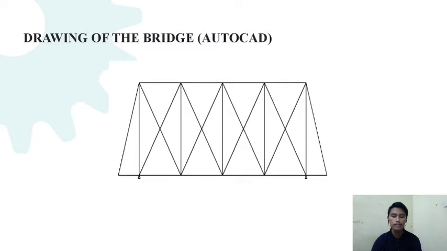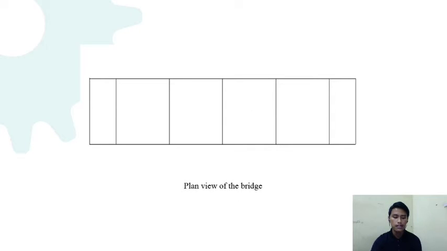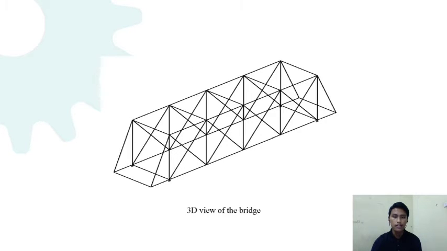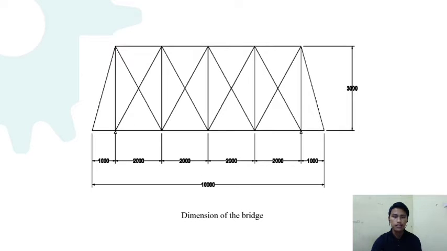This figure below shows the structure drawing for the design model of the bridge. This figure shows the front view of the bridge, the plan view of the bridge, the side view of the bridge, the 3D view of the bridge, and the last one is the dimension of the bridge.